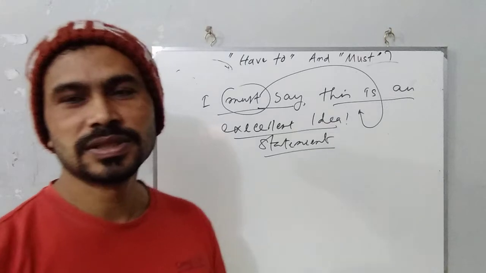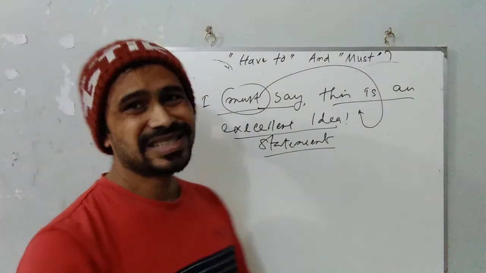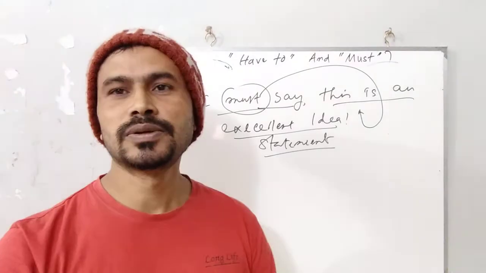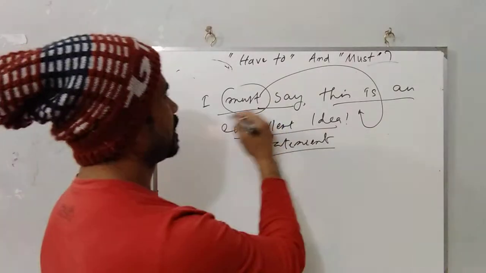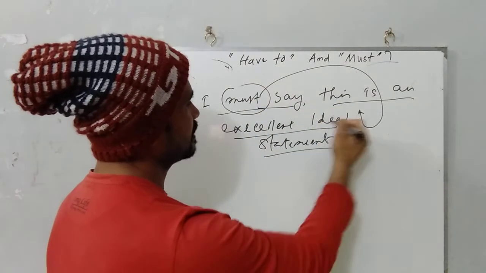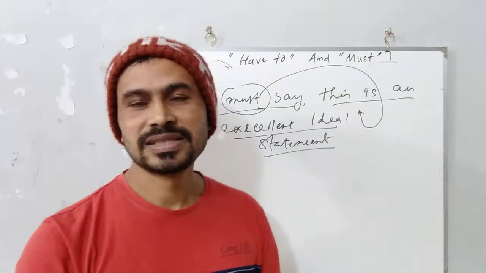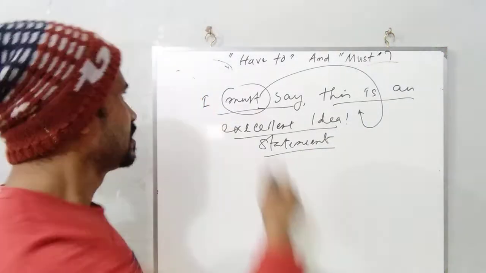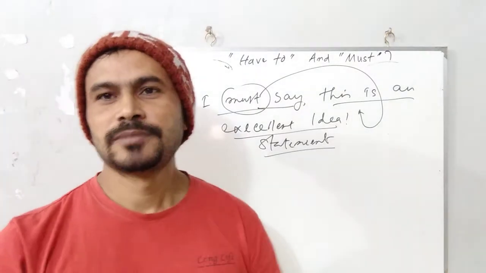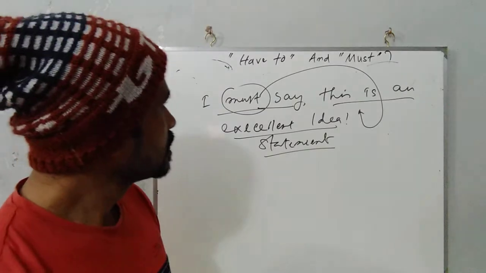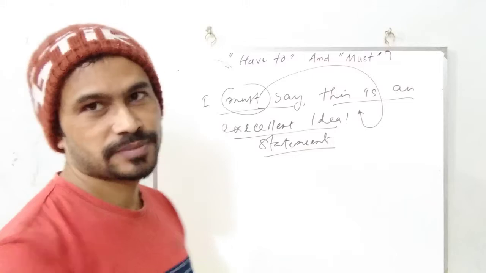This sentence we can call one statement. So my friend, must is also used to emphasize a statement. I must say this is an excellent idea. This is one statement, and must emphasizes this statement. So my friends, I think you could understand properly about must.